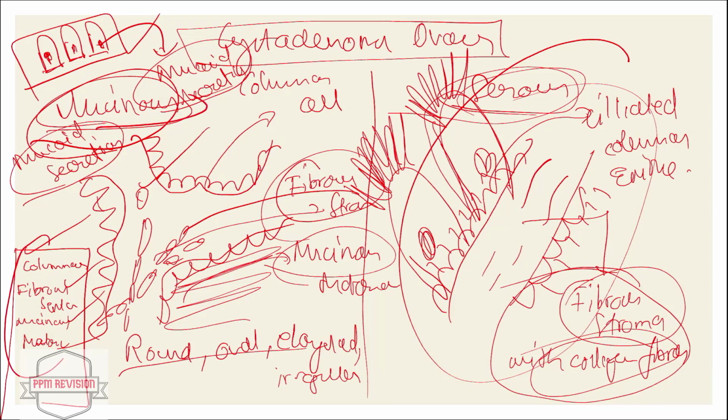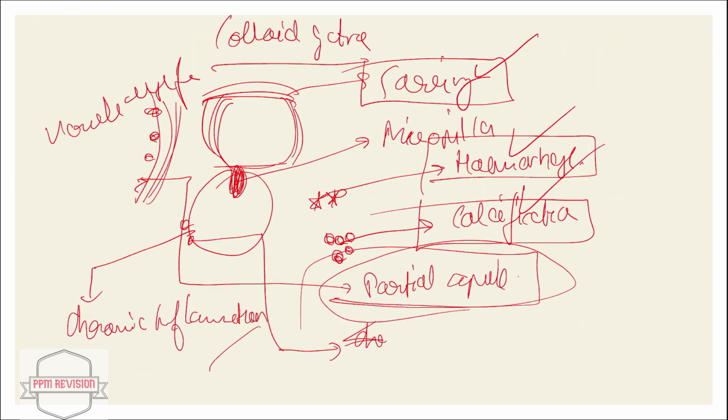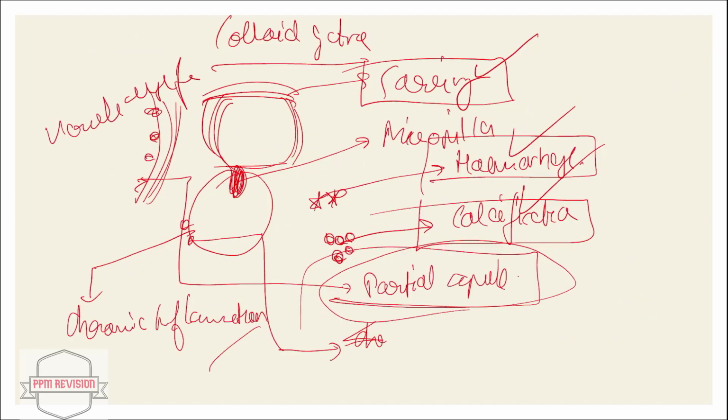Talking about this mucinous, I have already written: there are columnar cells, there are fibrous septa, and there's mucinous material present in between. Then moving ahead, I have just drawn it again. There's columnar epithelium, fibrous stroma, mucinous material, and then fibrous stroma and collagen fibers.